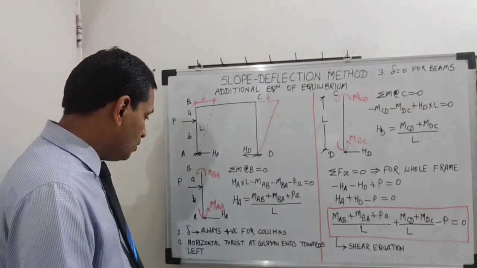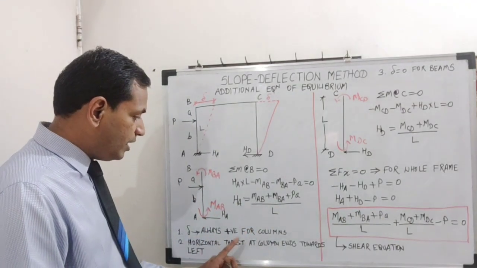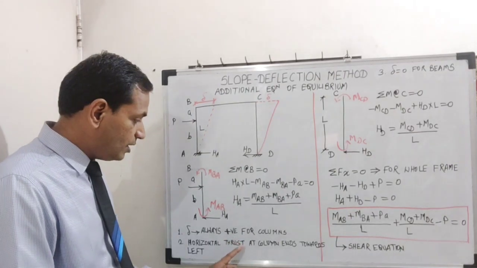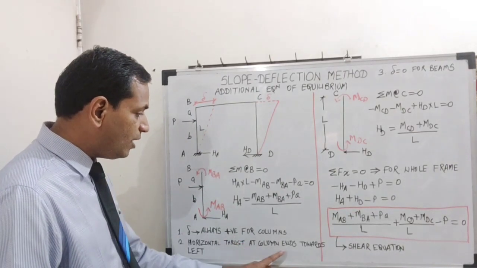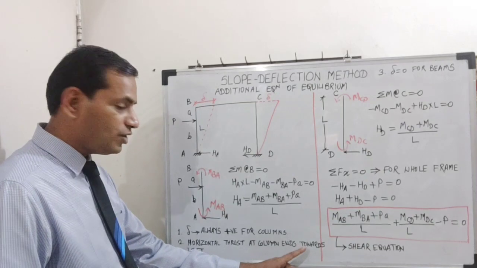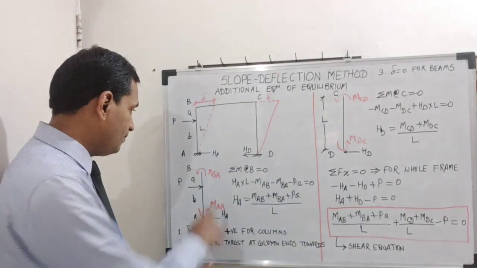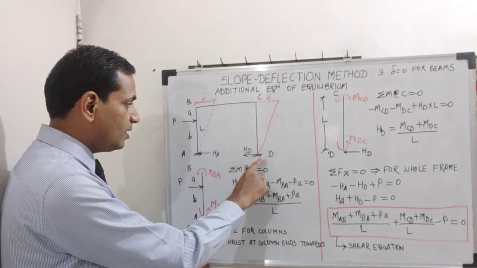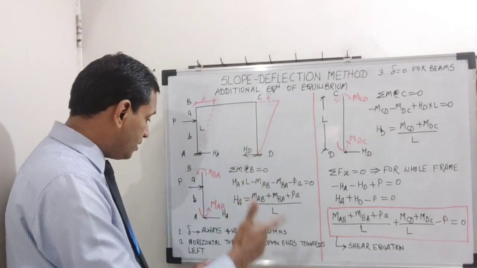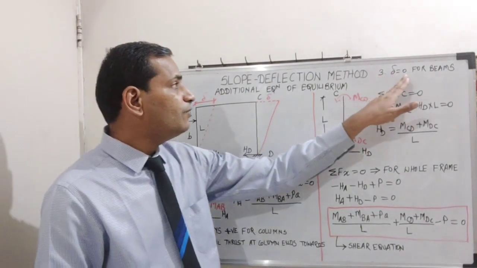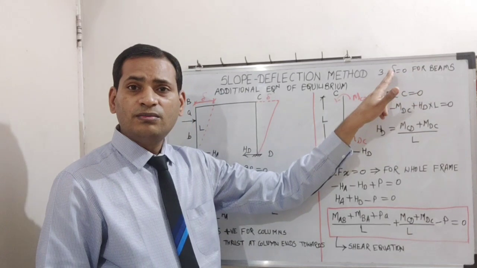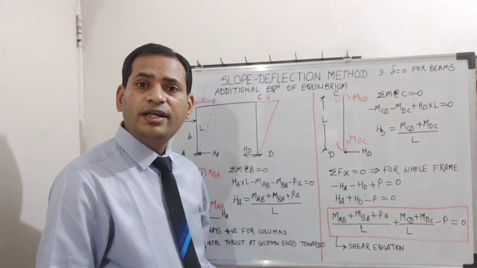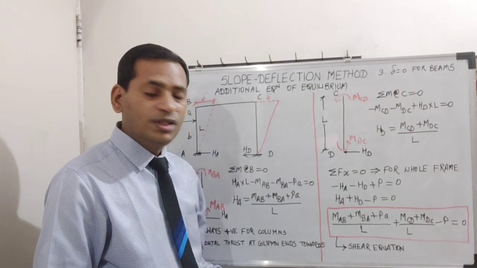Second assumption, whatever the horizontal reaction or horizontal thrust is going to develop at the end of the columns, it is always assumed to act towards left, HA, HD. Okay, third assumption, delta for beams is 0. Always delta is 0 for beams.